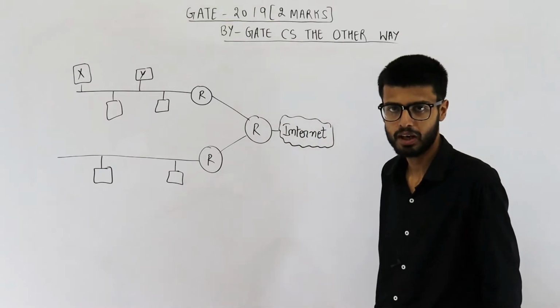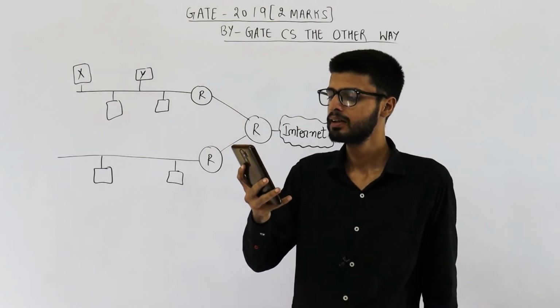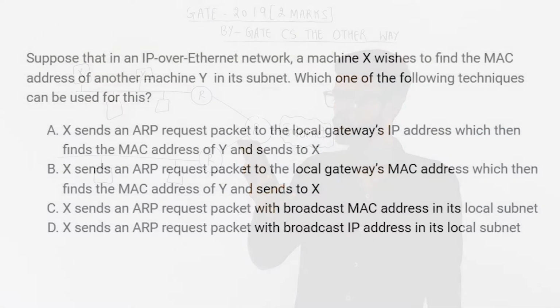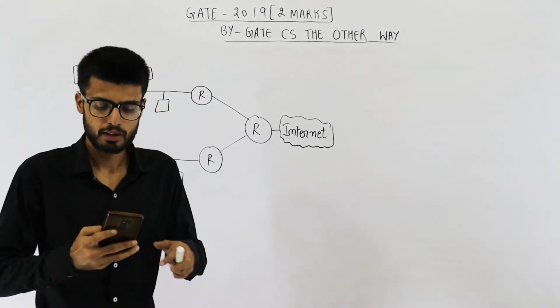This one is for 2 marks. Just have a look at the statement, then I'll explain it. They are saying, suppose that in an IP over Ethernet network, a machine X wishes to find the MAC address of another machine Y in its subnet. Which of the following techniques can be used for this? Now you can have a look at these 4 options. I'll come back to the options once I explain a few things.